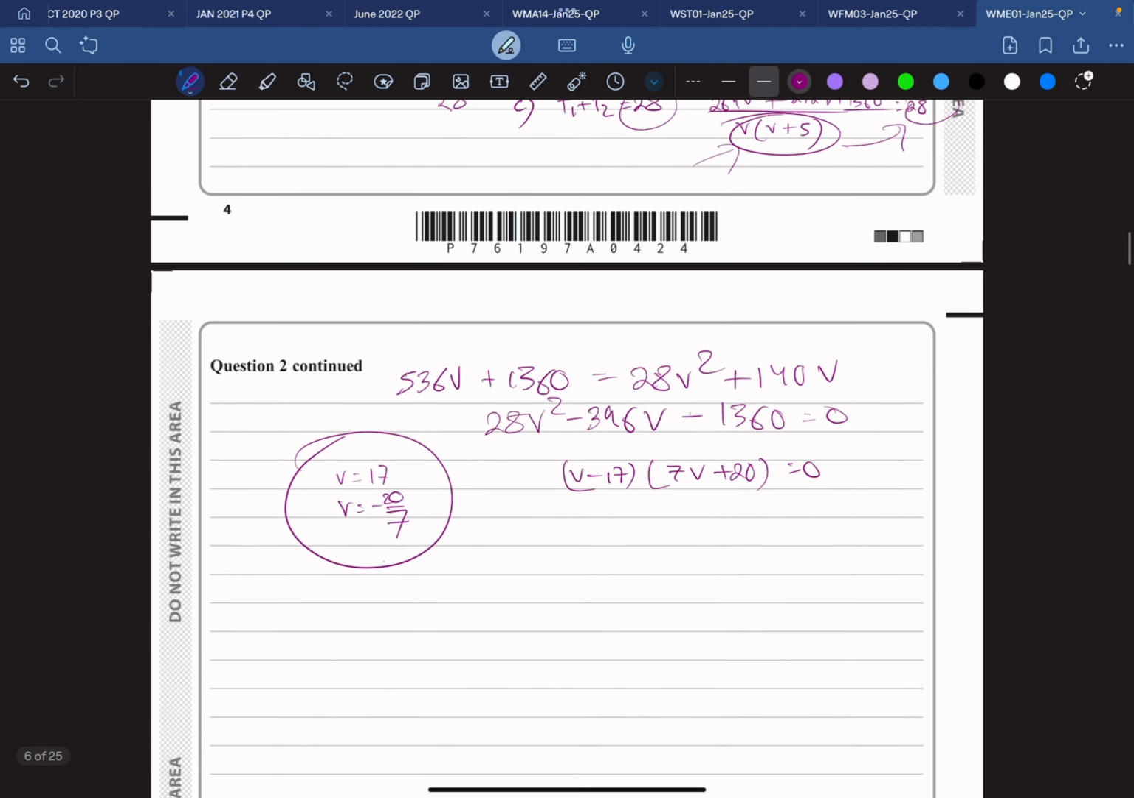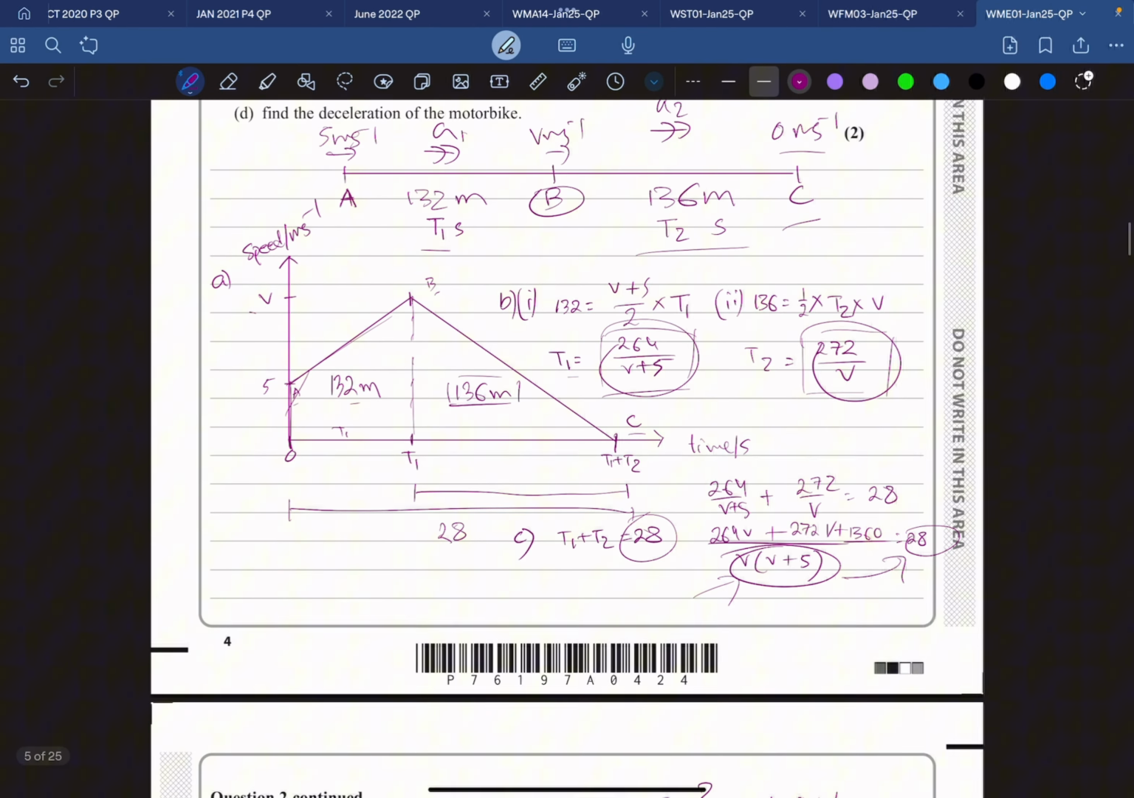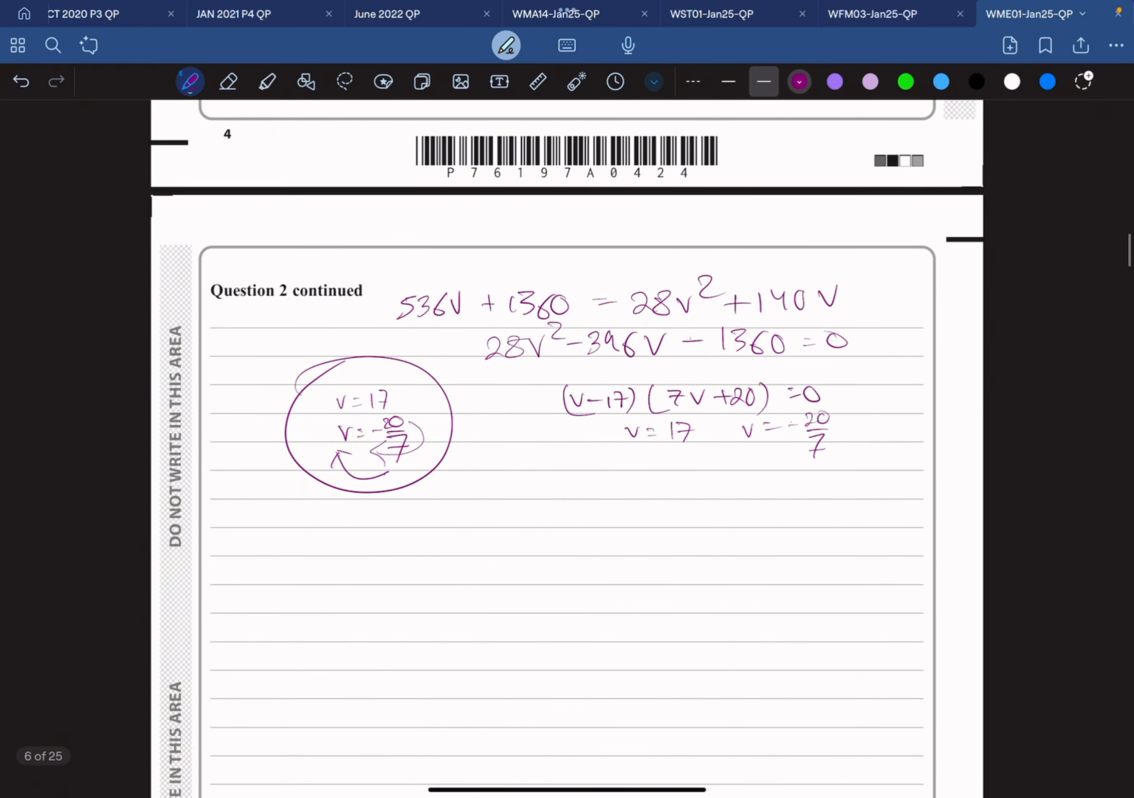You see what I mean? We take the 7 here first, so we get 7V, and then we have plus 20. That's how we get these factors, and then we can just write down V is equal to 17, and then V is equal to minus 20 by 7. But I know that V is just a magnitude here. V is literally just speed, and speed, you can't show it with a negative sign. This is clearly not applicable.